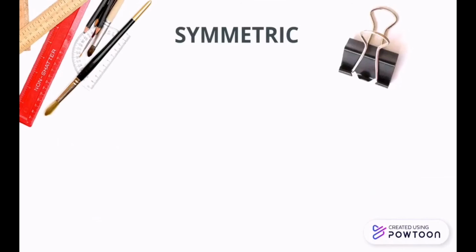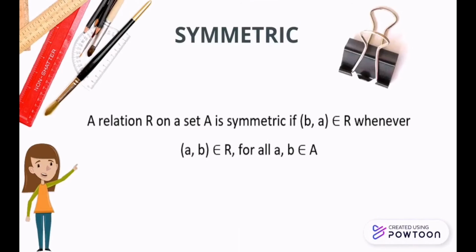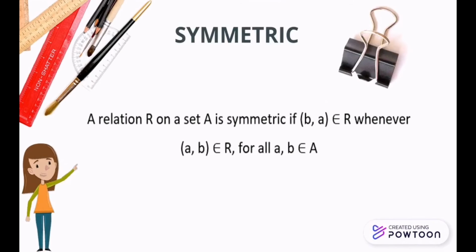Third property is symmetric. A relation R on a set A is symmetric if (b, a) is an element of R whenever (a, b) is an element of R. That is, a relation is symmetric if and only if a is related to b implies that b is also related to a.